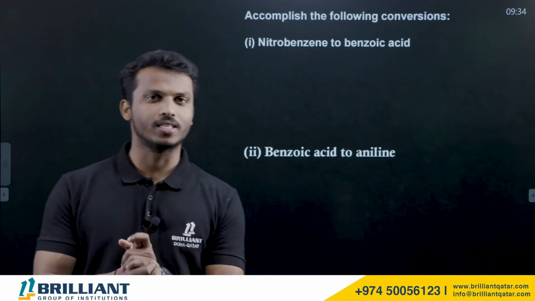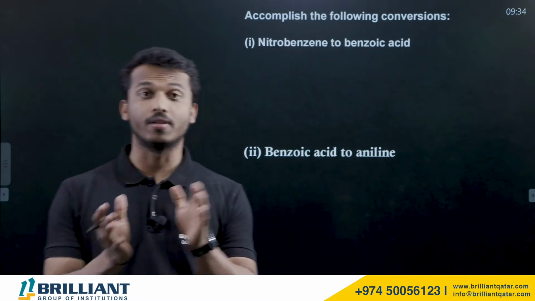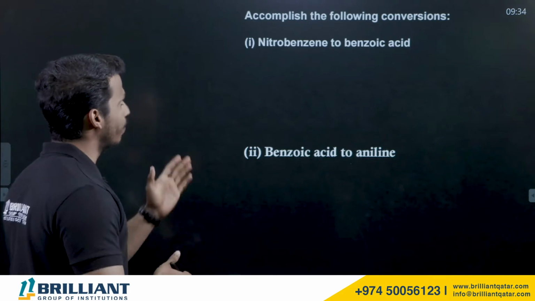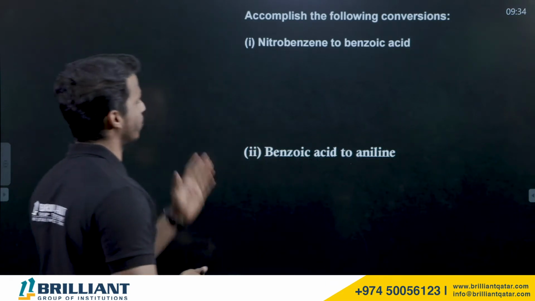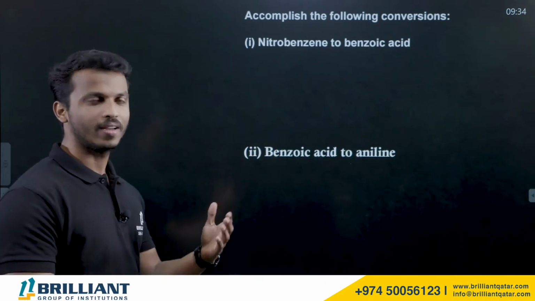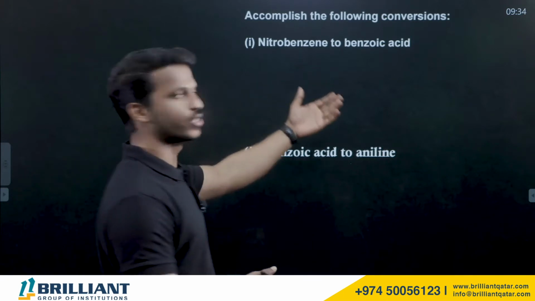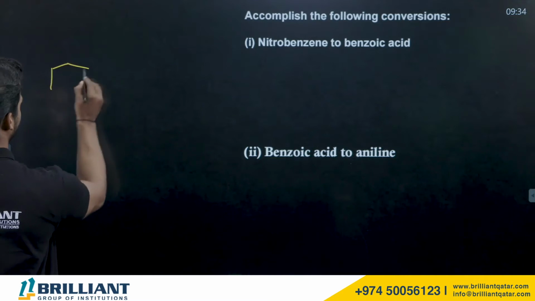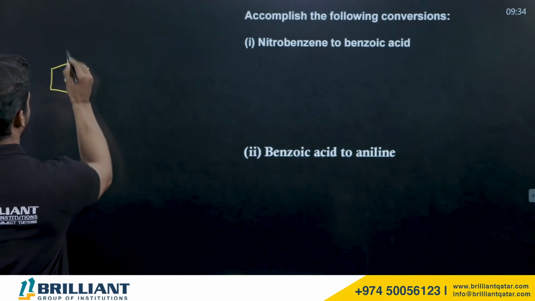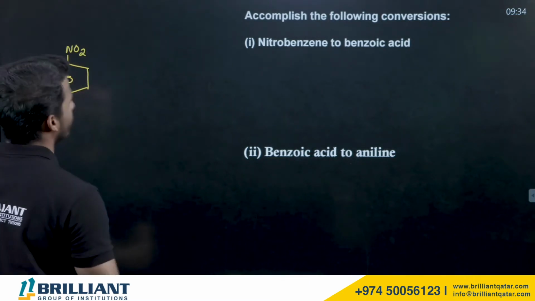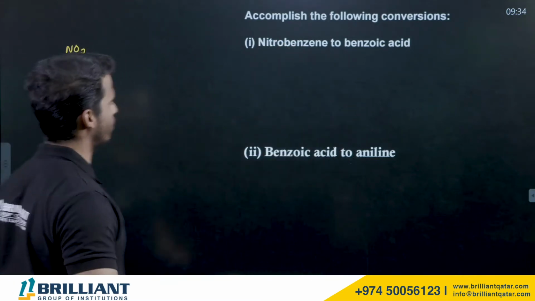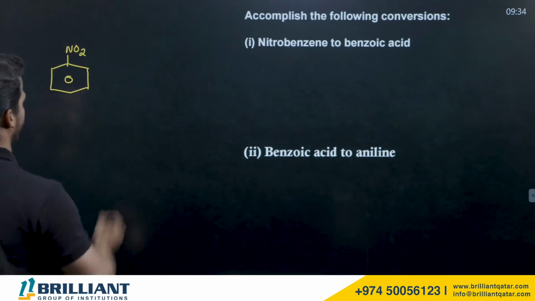Here we are going to discuss the most important organic conversion questions in the chapter amines. Accomplish the following conversion. First one, how we can convert nitrobenzene into benzoic acid. So we have the starting material as nitrobenzene, and we have to convert it into benzoic acid. Dear all, let me follow one of the methods.